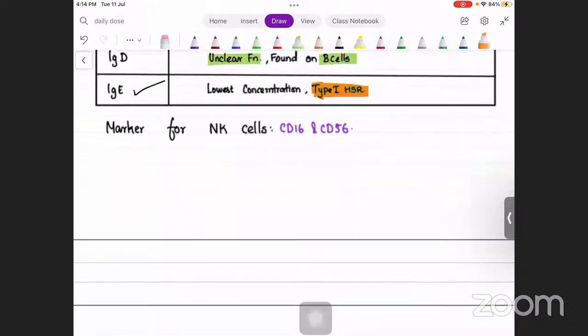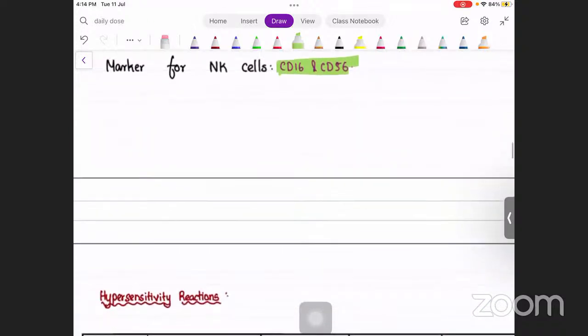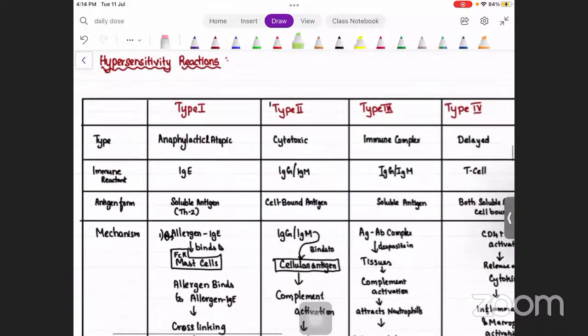And the markers for NK cells are CD16 and CD56. Very important MCQ. What are the CD markers for NK cells? Okay, it is CD16 and CD56. You have to remember.